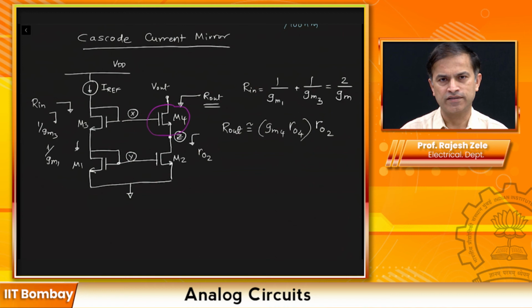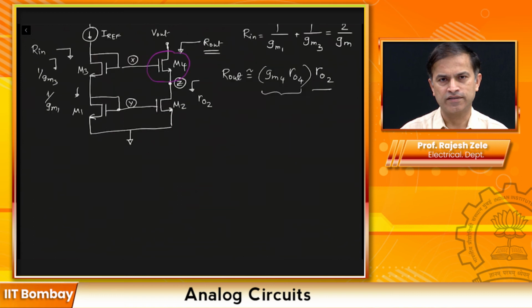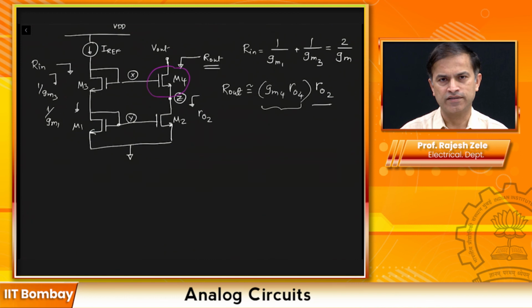So we can see that now the output resistance has increased by this factor gm4 RO4, which could be 20, 50, something like that. So we have really increased the output resistance of this current source, which is what we want. We want Rout to be as high as possible. This particular current source, the cascode current mirror or current source, has the benefit that it has a higher output resistance.